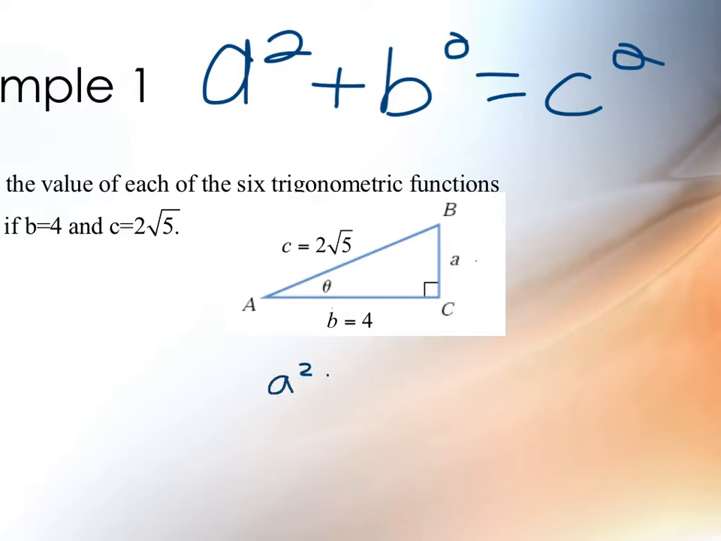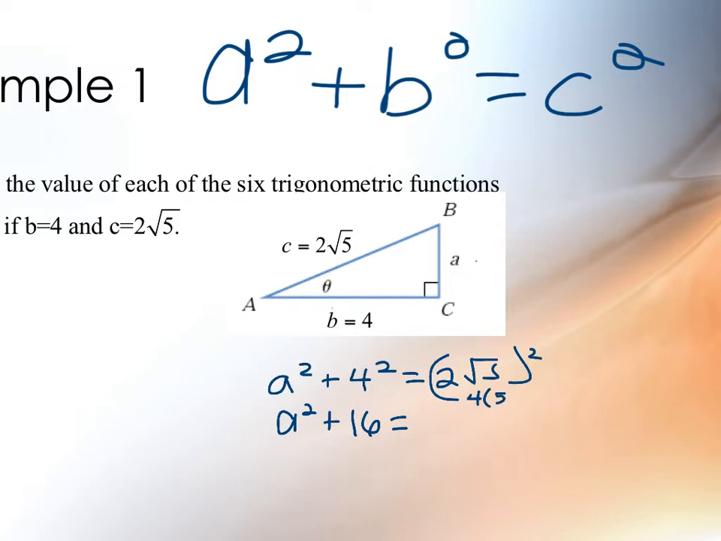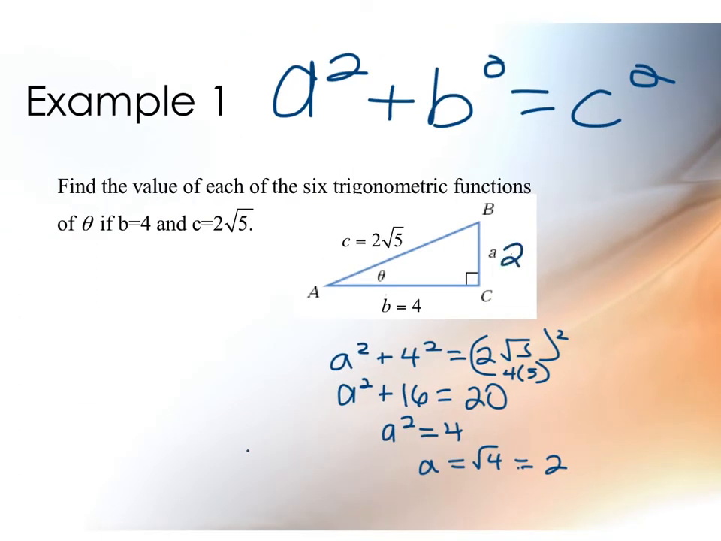So A squared plus 4 squared would equal 2√5 squared. A squared plus 16 equals 2√5 squared, which is 2 times 2, and then root 5 times root 5, or 4 times 5, which is 20. Subtract the 16 and take the square root. There's no such thing as plus or minus here because we're talking about a right triangle and the measure of the sides would have to be positive. When we put this in a circle, we'll talk about the other way. But for right now, you want those sides to be positive. Okay, so now I've got all three side lengths.